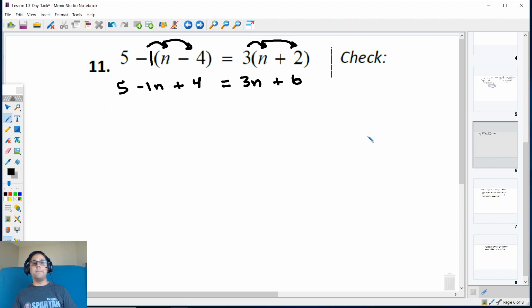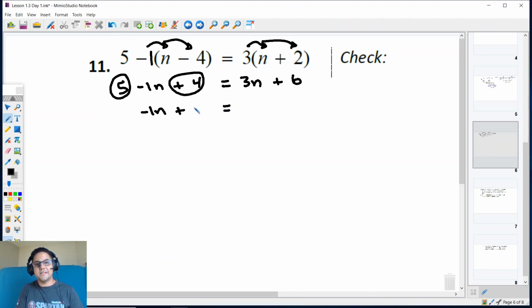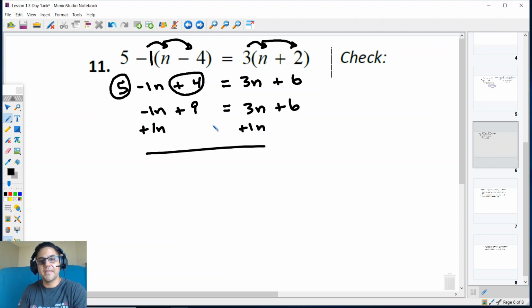On the left side, I need to combine my like terms. I'm double checking my signs. -1n, +4. Looks good. So I'm going to circle those. So that gives me a -1n plus 9 is equal to a 3n plus 6. Now again, back to the silly grocery example. Take in the smallest amount, or lightest amount if you like that description, which is the -1n. So that gives me 9 is equal to 3n plus 1n is 4n. And then we got a plus 6.